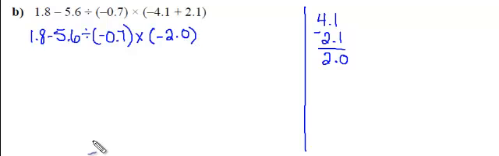Next, if we take a look, all we have left is division, multiplication, and subtraction. Division and multiplication comes first, and the first thing we run into going from left to right is division. So we can rewrite this 1.8 minus, we have a positive 5.6 divided by a negative 0.7. So we know in the end our answer is going to be negative.